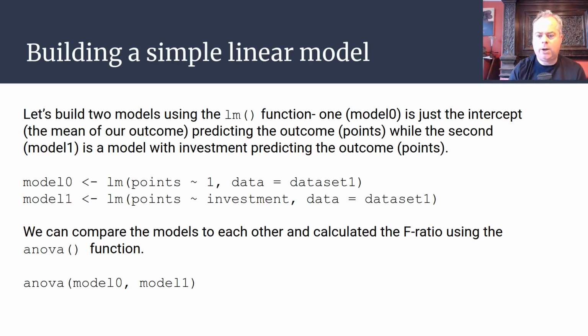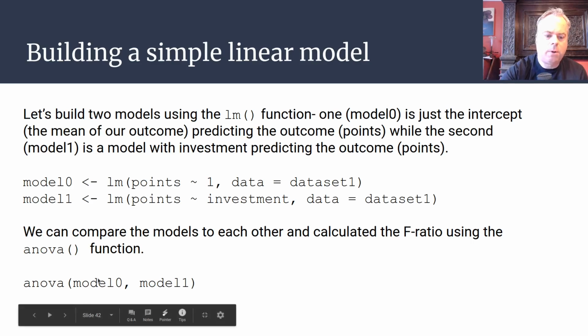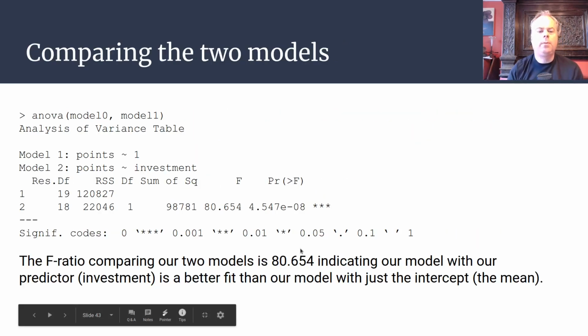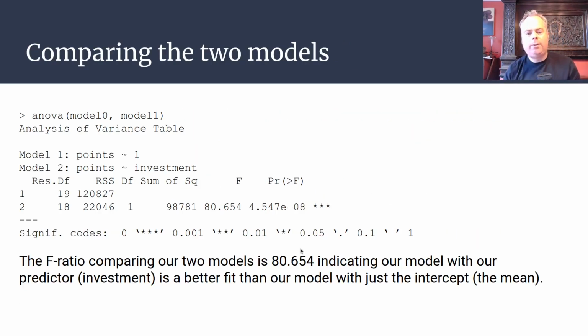So we've built these two models, and we can compare them to each other using the anova function in R, which will give us the F ratio. So we just use the function anova, model 0, model 1. And we'll get a comparison of these two models against each other. We're told here we've got our two models. The F ratio is 80, and the p-value is minuscule.